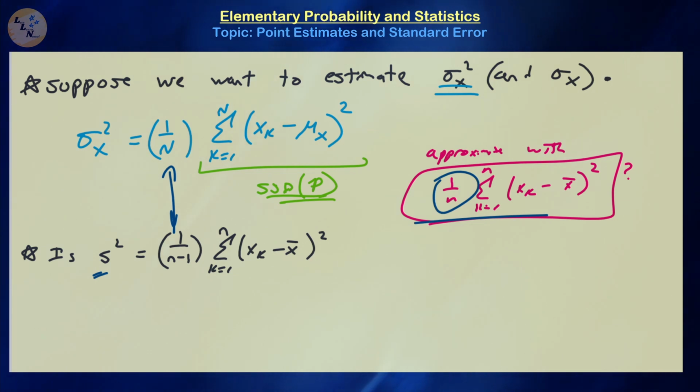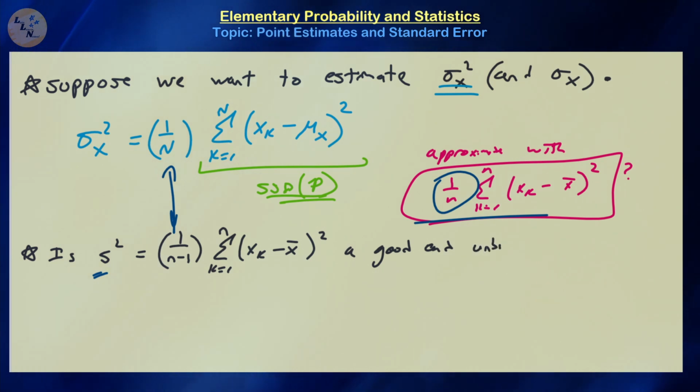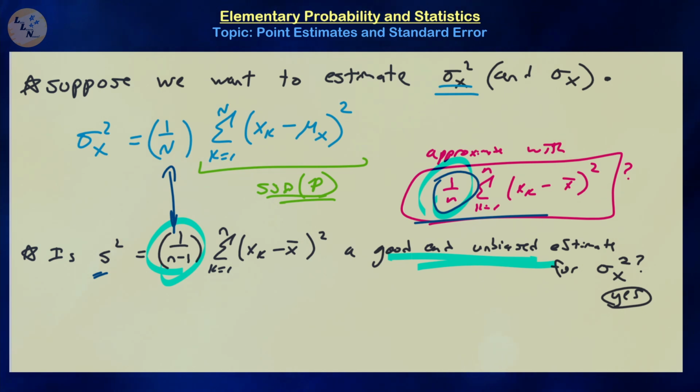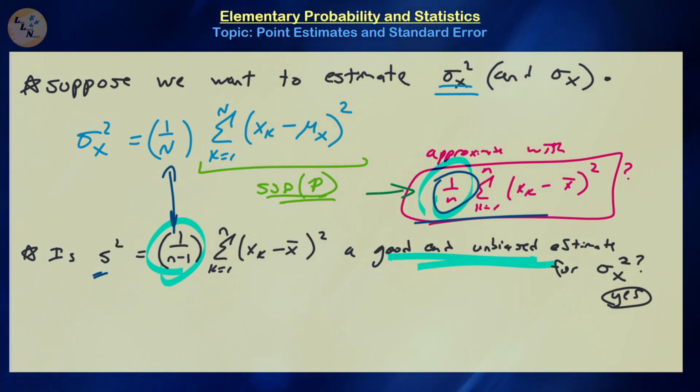So the question that we need to answer is, is this really a good and unbiased estimate for sigma x squared? And the answer is, of course, yes. And we're about to go through the proof of that. This will answer the common question, why do we divide by n minus 1 instead of 1 over n? It dives into this question because this thing, even though it looks good, is actually not an unbiased estimate for variance. Now, is it an estimate for variance? Yes, of course, that is true, but it is not an unbiased estimate for sigma x squared.